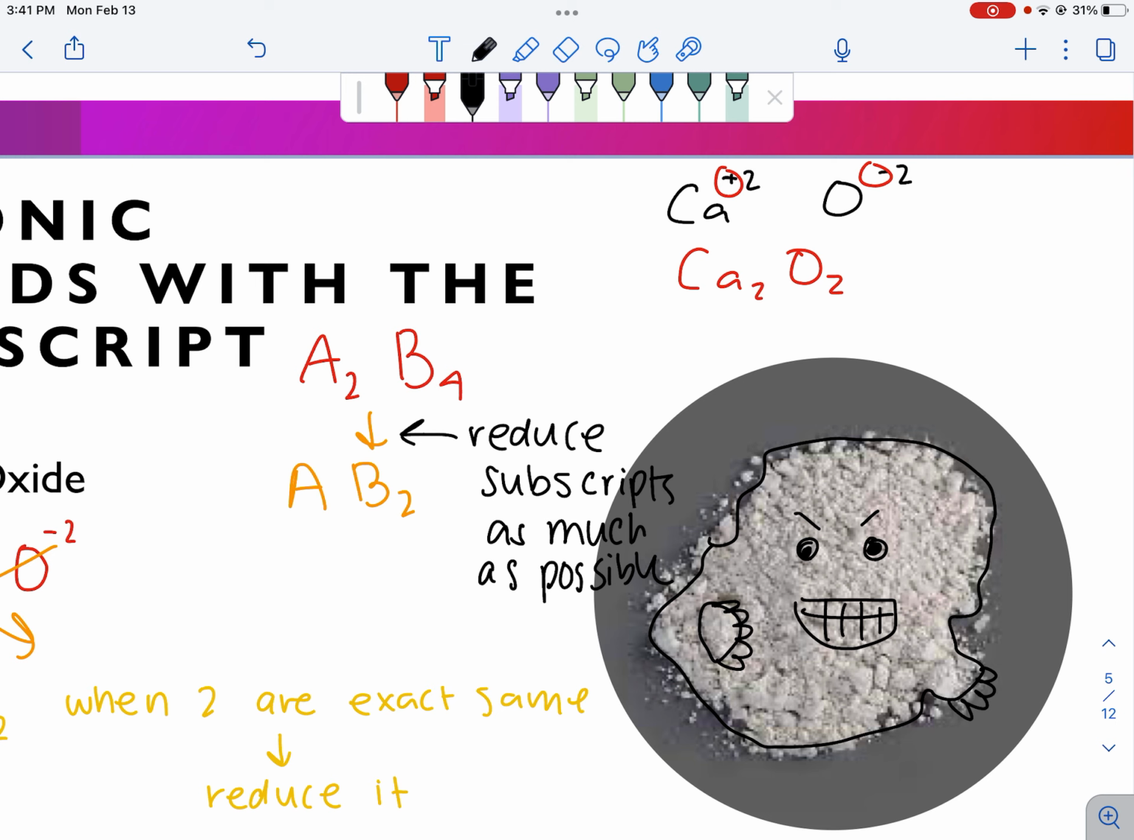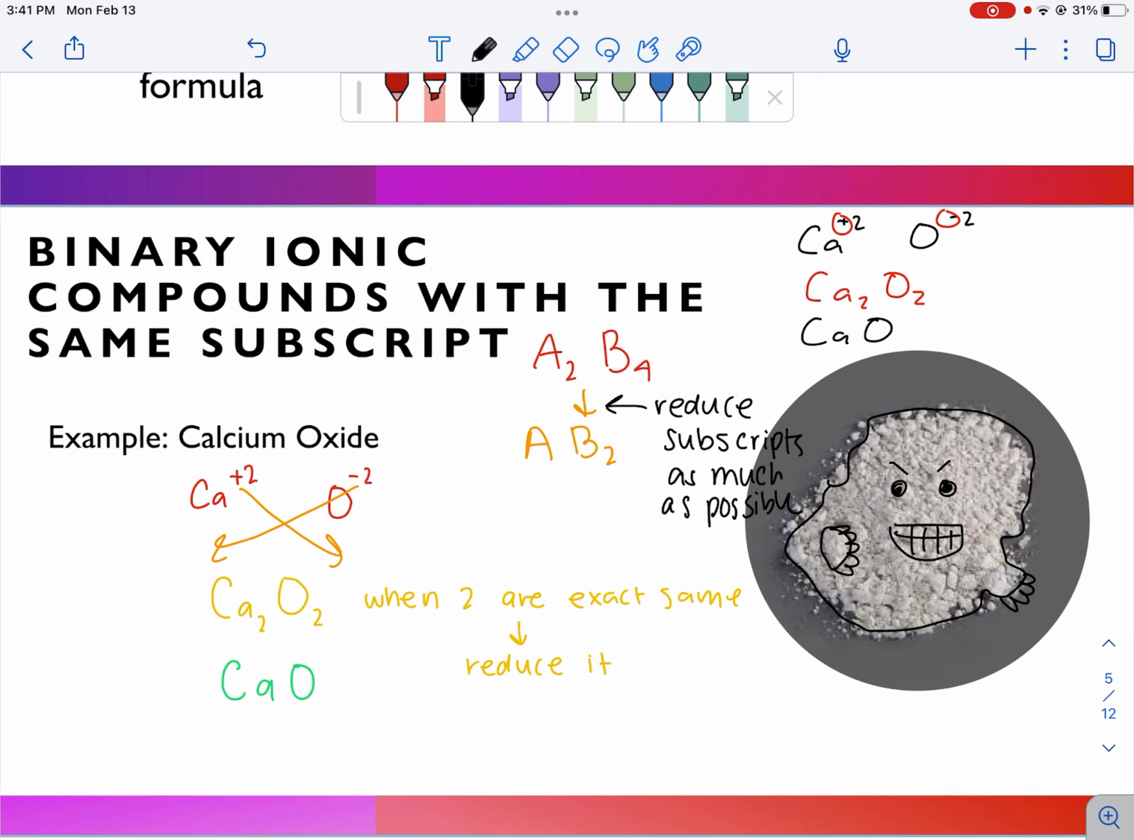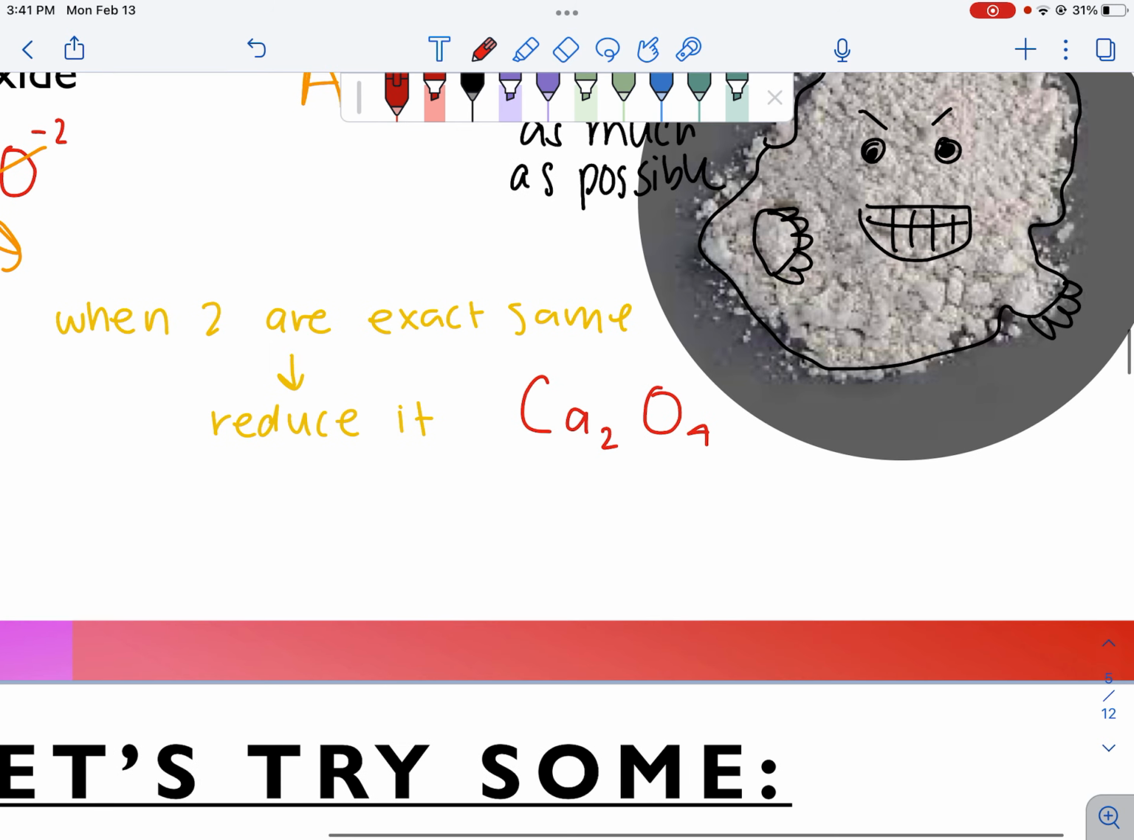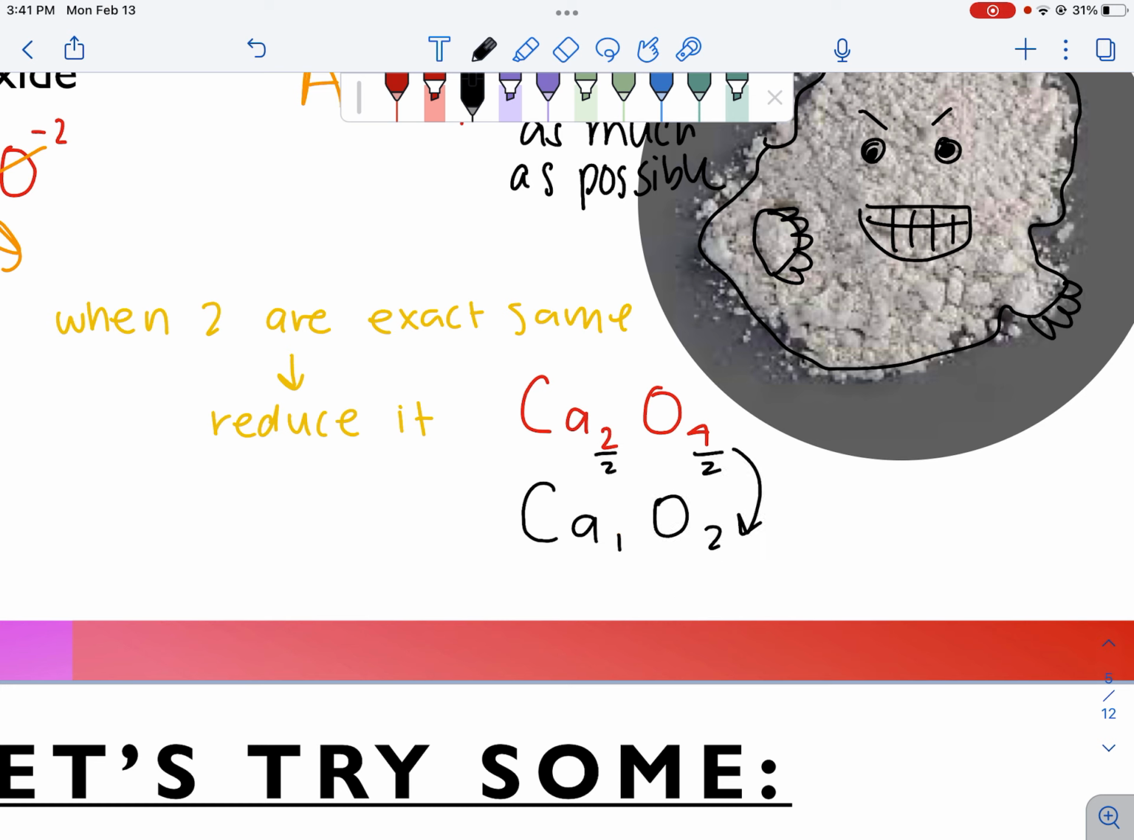They're both divisible by 2. So what would be our answer? It would just be CaO. That's it. Because the 2's are the exact same, so we reduce it. So let's give another example. What if Ca is 2 and O is 4? They're both divisible by 2, so Ca becomes 1 and O becomes 2, right? We're dividing 2 on this side and dividing 2 on this side. So this is how we get our answers, okay?